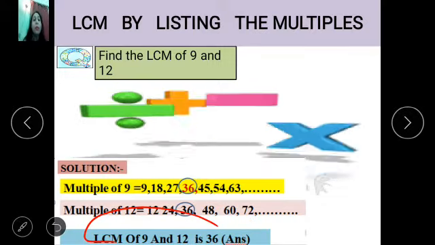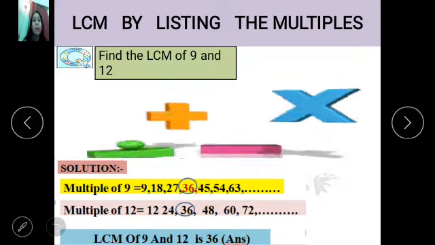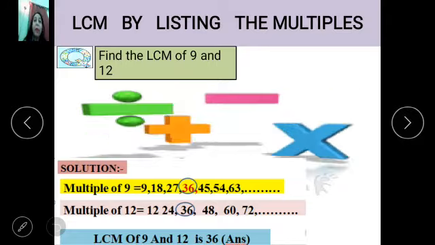Okay children, so this is the answer. 36 is the LCM of 9 and 12. Now come to the next. So this is another method, LCM by the prime factorization method. We just use this prime factorization method and calculate the LCM.